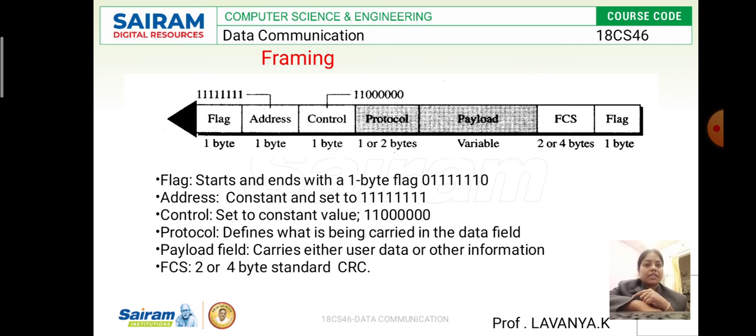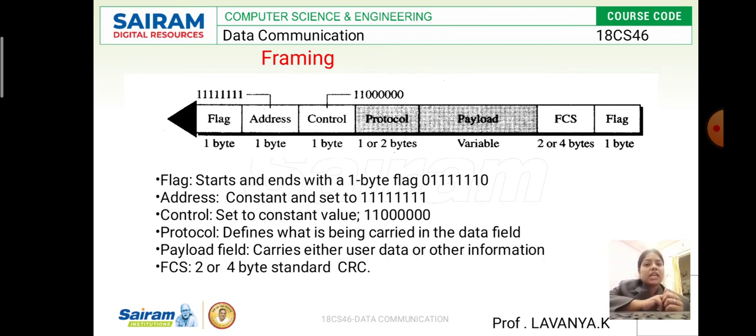Then what is the address? The address also consists of 1 byte of information. It may be a constant address, or we have to set it to 1. Why? Suppose we want to use it for a broadband network. During that time, we have to set the data, or set the bits, as 111. Then only our broadband internet will be fast. If I select any other bits, the bandwidth will be very less. So this is what the address means.